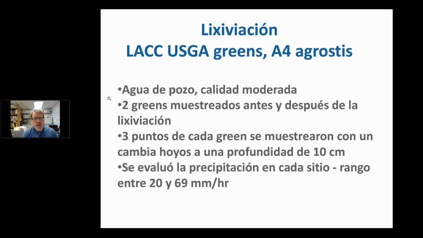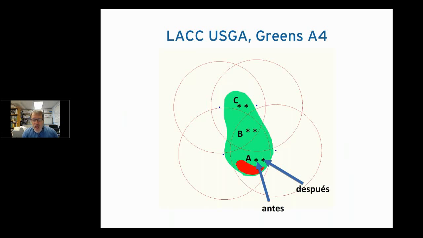And the precipitation rates were evaluated in each of those locations to determine how much water really went on relative to the amount of water that we thought would go on. And the range of irrigation went from 20 to 69 millimeters per hour in precipitation rate. And this is common in a golf course green situation. Let me just show you why that happens. This is the outline of the golf course green.